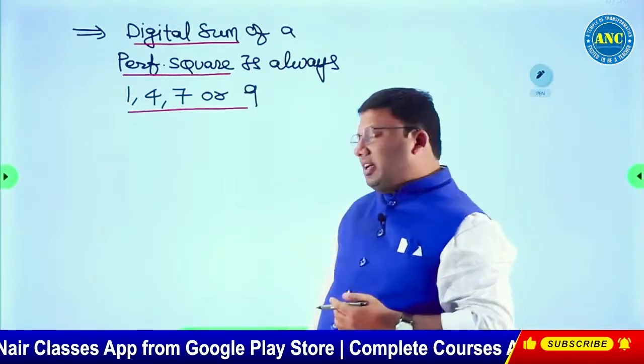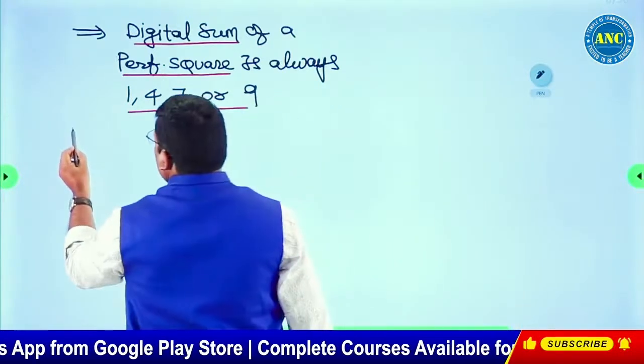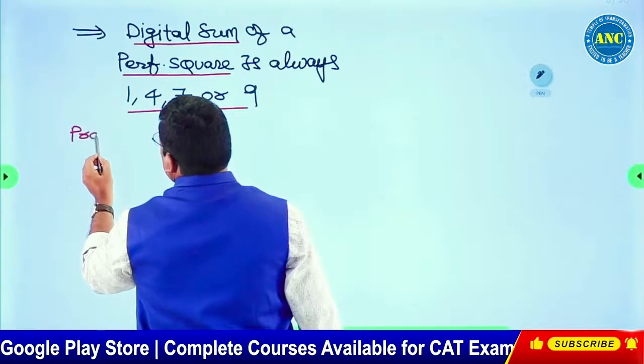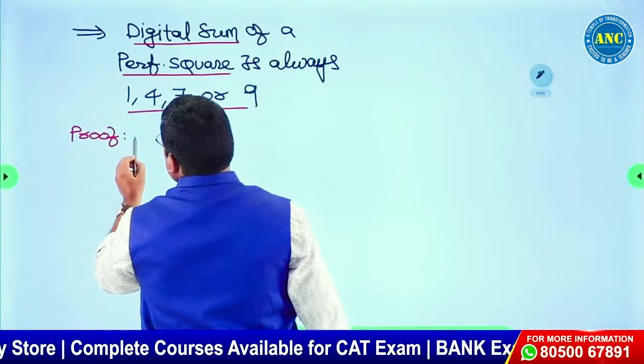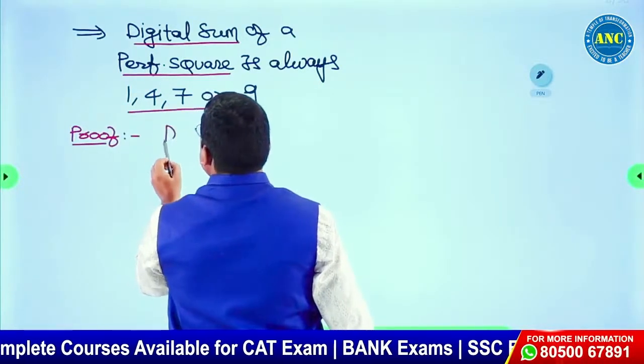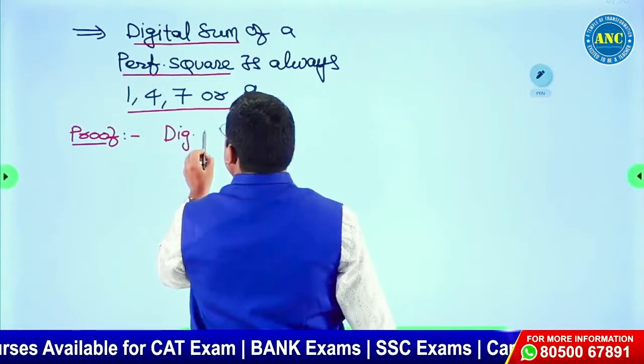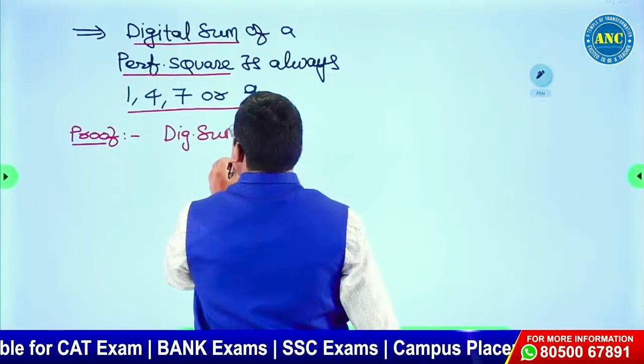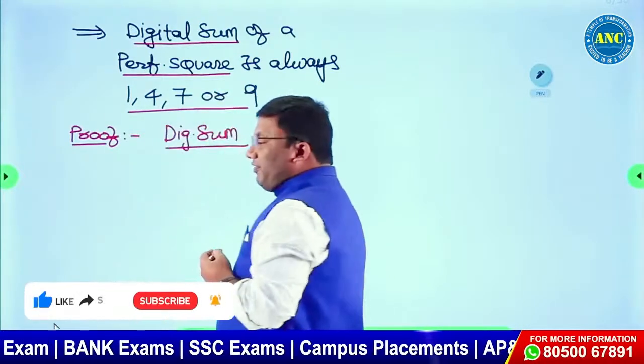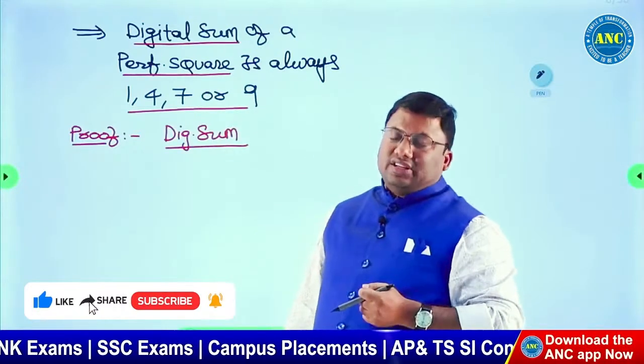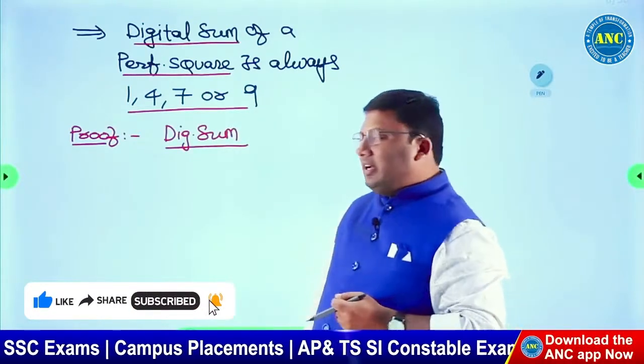Sir, why is it happening? Proof. Why is it happening? You take the definition of a digital sum. What exactly do you mean by a digital sum? Digital sum is defined as the sum of the digits until you get a single digit number.